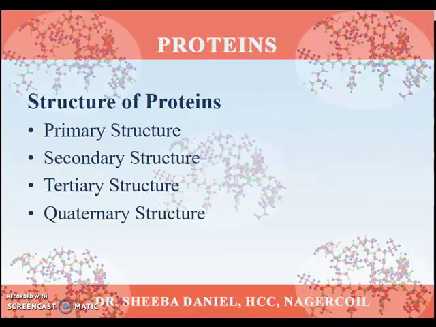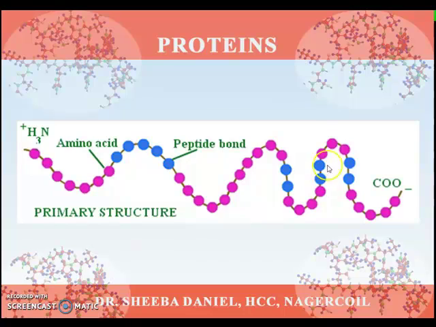The next is the structure of proteins. Proteins have 4 different levels of structure. They are primary structure, secondary structure, tertiary structure and quaternary structure. So the first one is the primary structure. The primary structure of protein refers to the sequence of amino acids in the polypeptide chain. The primary structure is held together by peptide bonds.